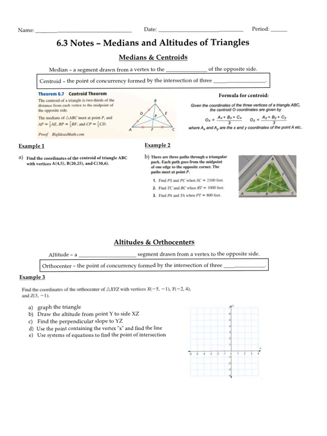All right, so today we are going to continue Unit 6 on relationships within triangles. And today we'll be talking about medians and centroids. To start, a median is a segment drawn from the vertex to the midpoint of the opposite side. A centroid is the point of concurrency formed by the intersection of three medians.